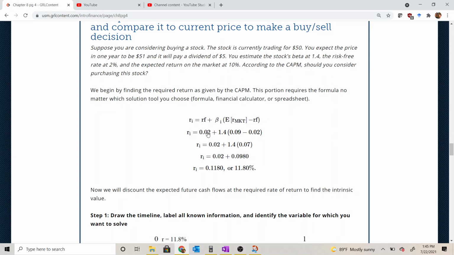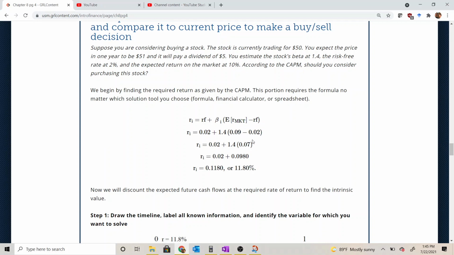All right, so we'll just plug all this information in. The risk-free rate from the problem is 2%, so 0.02 as a decimal. Beta is 1.4, so that's just 1.4. And the expected return on the market should be 9%. Remember that 10% is a typo in the problem that's hopefully getting corrected soon. So the expected return on the market is 9%, and then we subtract out, again, the risk-free rate of 2%.